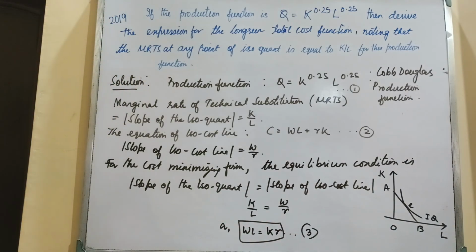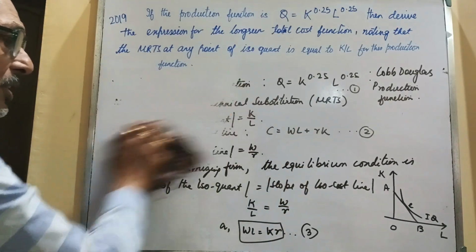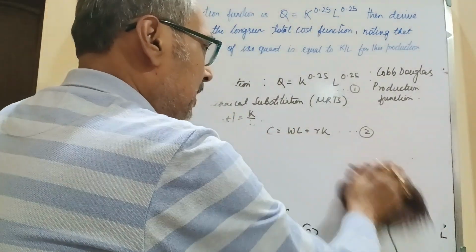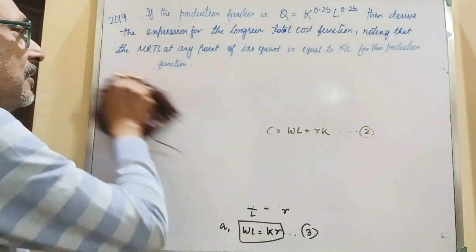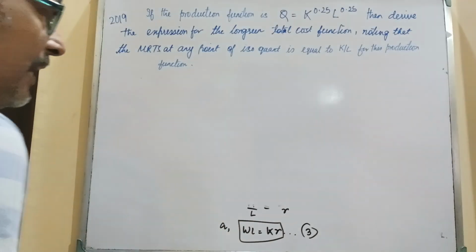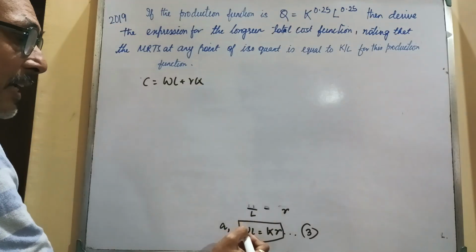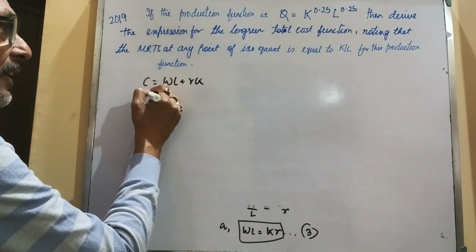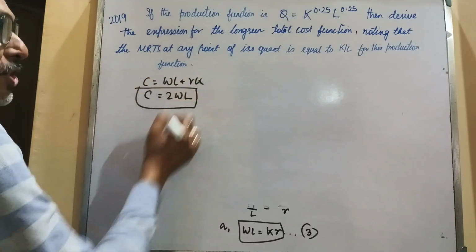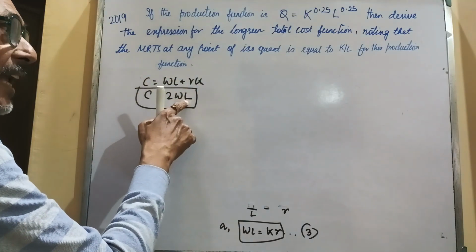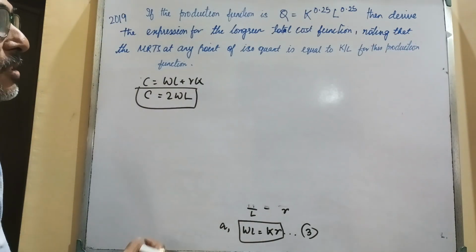Now we put this in the isocost line equation. We put result number 3 in C equals WL plus RK. In this equation, WL equals RK, therefore we get C equals 2WL. This is the equation. Now we have to substitute L in terms of Q. Then we will get the long run total cost function.